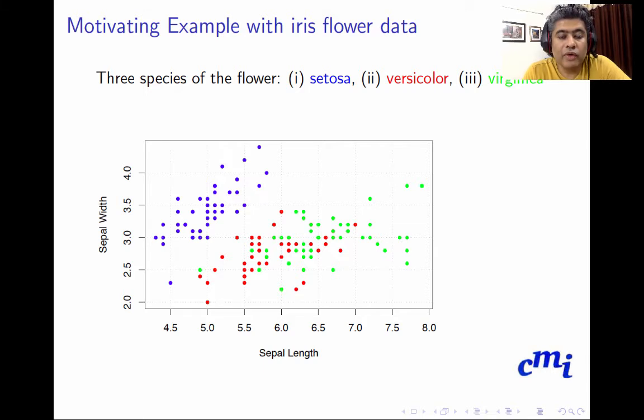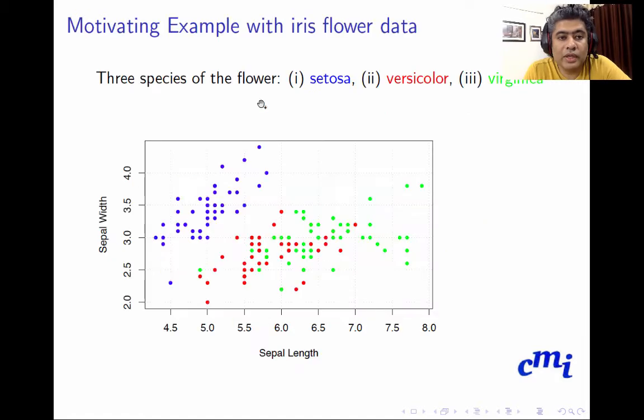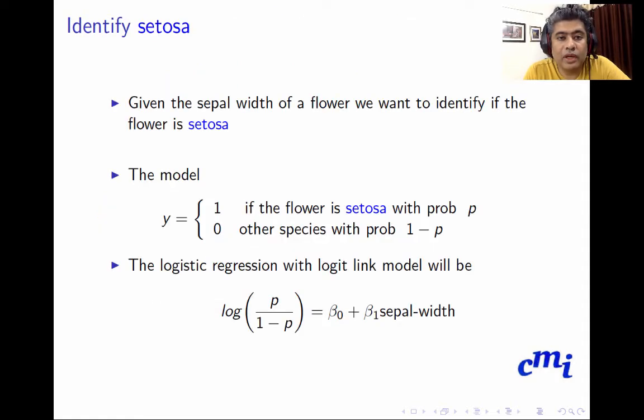Now the question is, if I give you a new flower and I just tell you the sepal length and the sepal width of the flower, can you tell me whether the flower is a setosa or not? So this is the problem that I am proposing. We have to identify the setosa. If I just give you one phenotype, the sepal width, from the sepal width, can you tell me whether the flower is setosa or not?